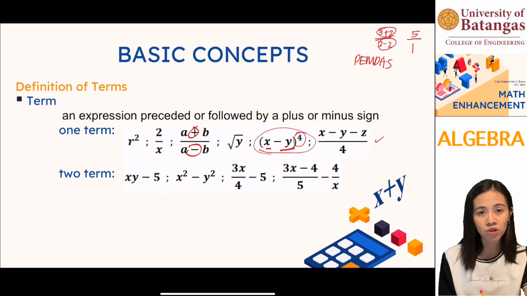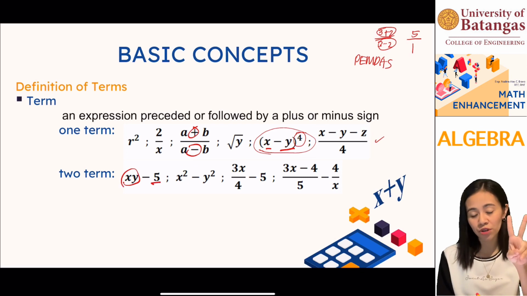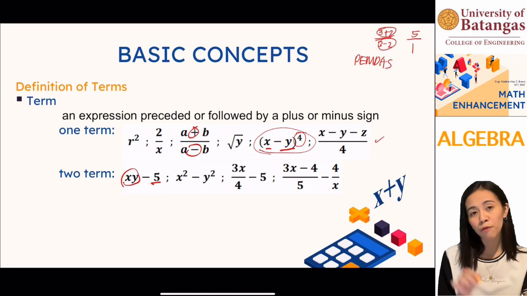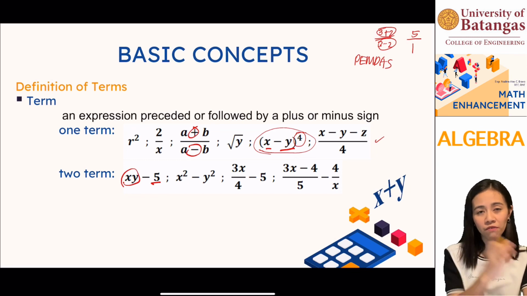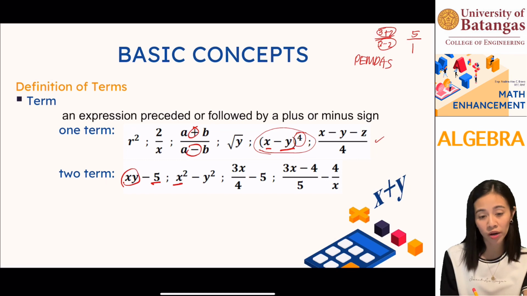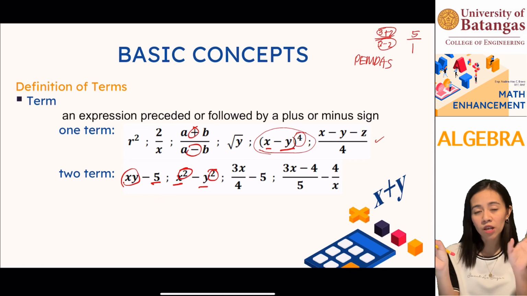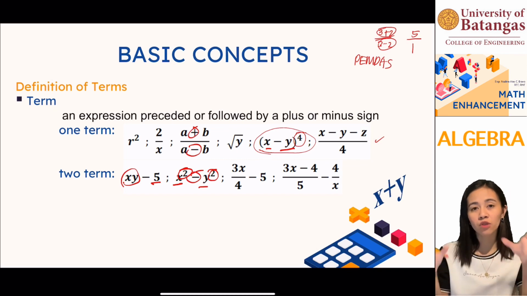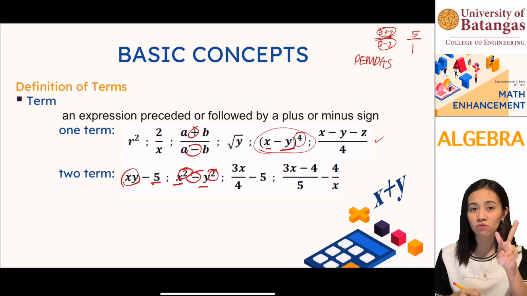Our second examples are 2 term expressions. So, you have here x times y minus 5. So, the first term is xy. They are grouped together by multiplication. And then, ima-minus mo daw dun si 5. So, you have 2 terms here. You have x squared minus y squared. So, as you can see, yung exponent natin, nandun sa every single term. Kagaya ni x, may squared siya. And then, you have a single term y na may squared din. And then, separately, they are separated by a subtraction as an operation. So, you have one term which is x squared, another term which is y squared, and then we separated them using subtraction. So, you have 2 terms for that.